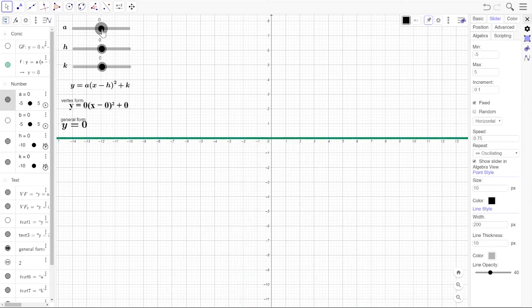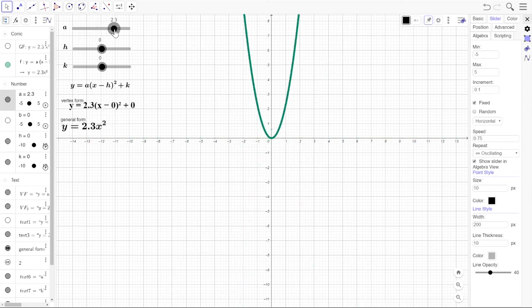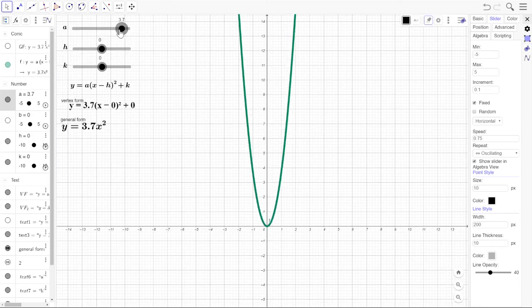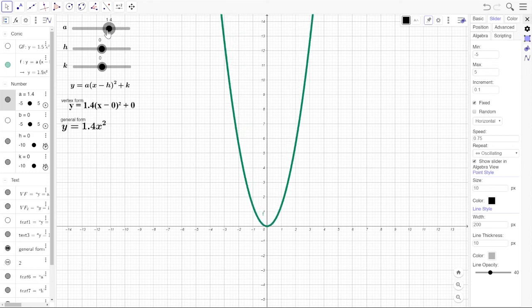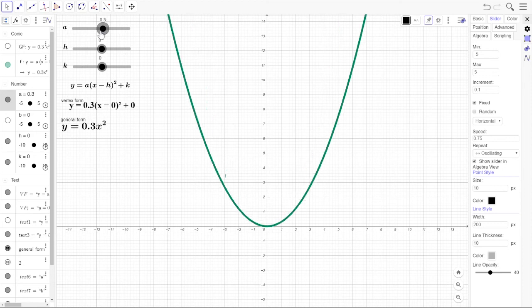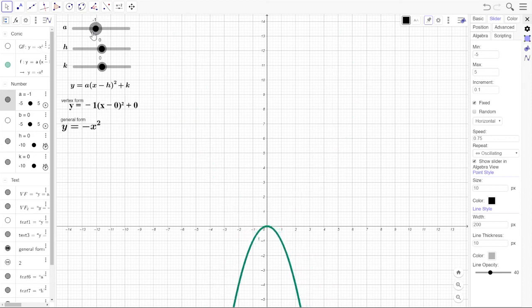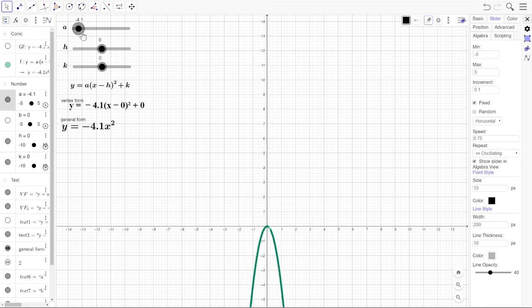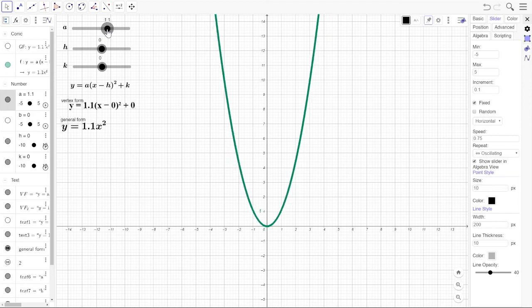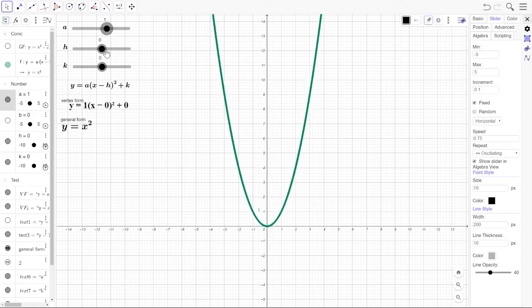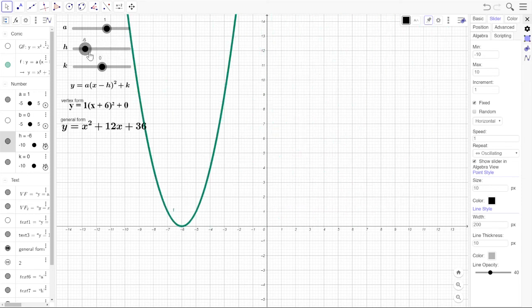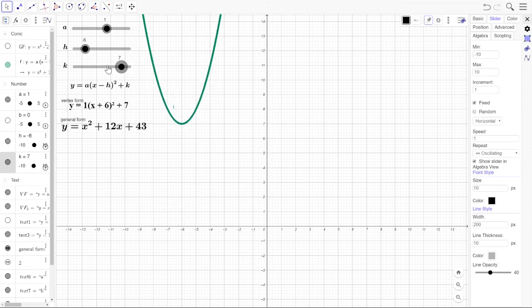Effect ni a. As a grows larger and larger, the parabola becomes narrow. And as a becomes smaller and smaller, hanggang sa maging decimal na positive siya, it becomes wider. Kapag naging negative naman si a, opens downward naman siya, and the same. Okay? So, yung h naman natin, yung h makes a parabola shift right or left. And kapag k naman, up or down.